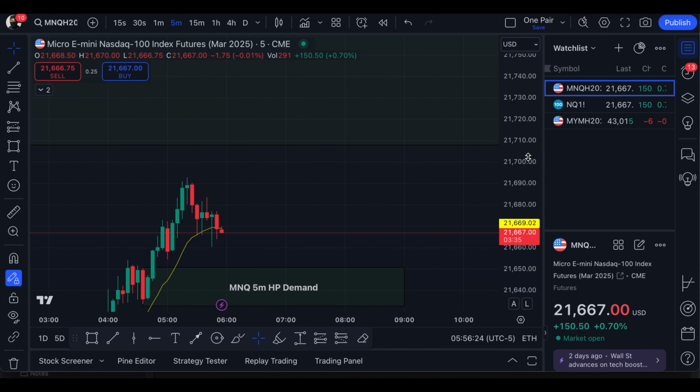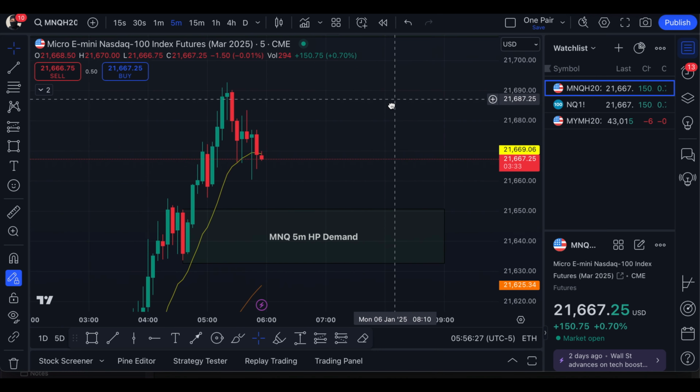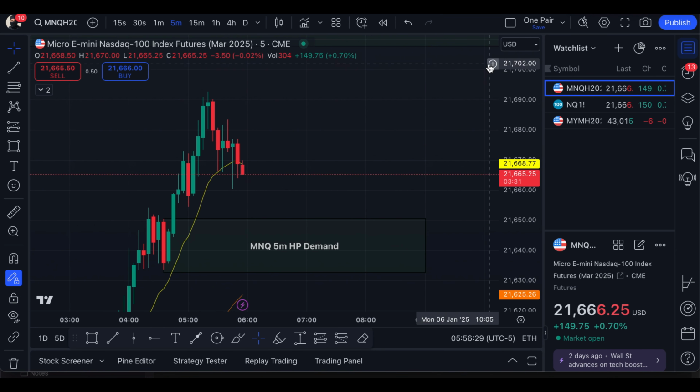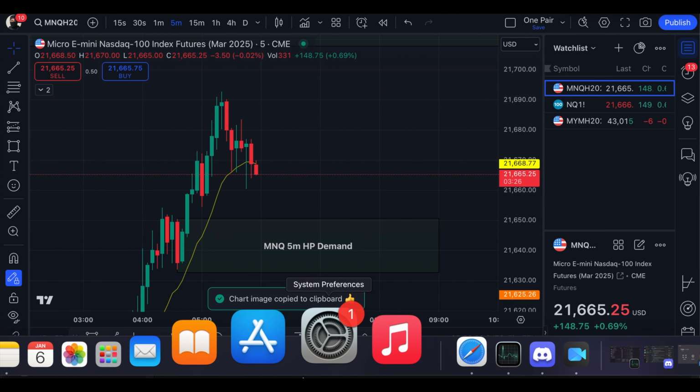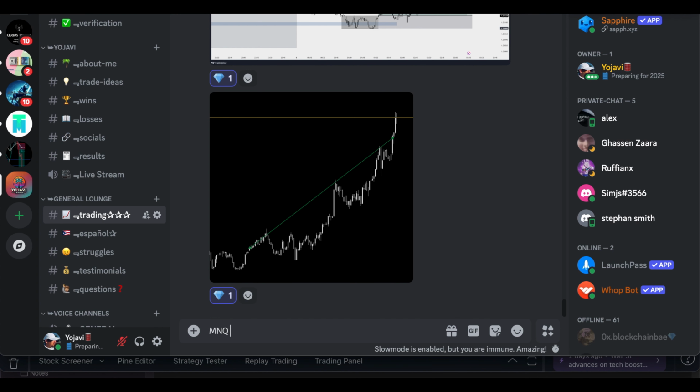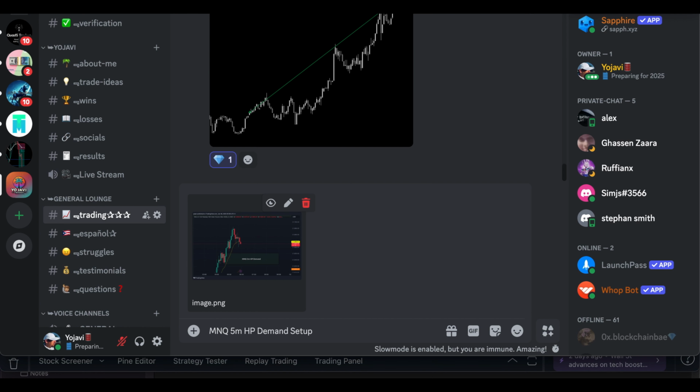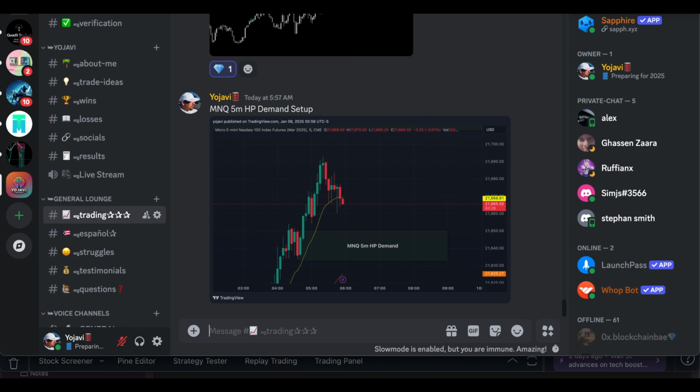It may be a little high, but it is the setup that is available currently. So let me share this on Discord so they get this in real time. MNQ 5-minute HP demand setup. I am sharing it there.